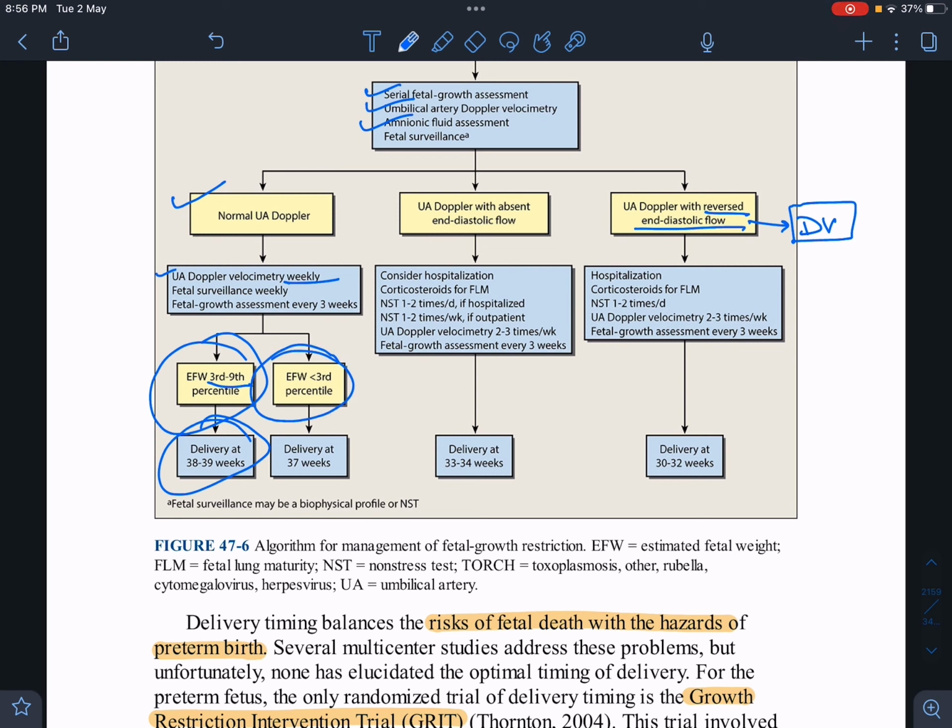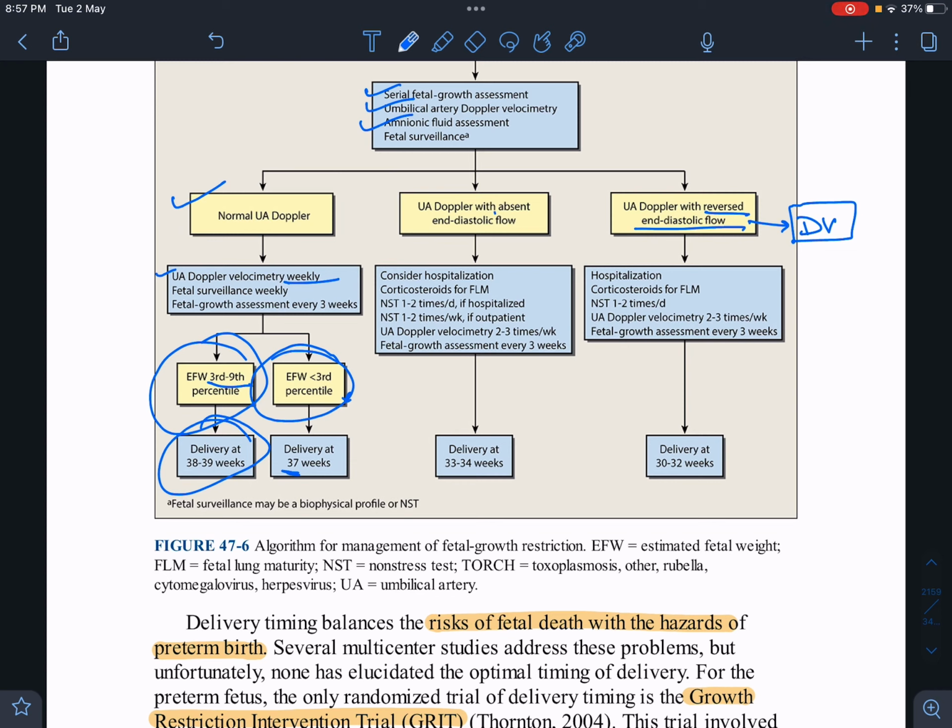If estimated fetal weight is less than 3 percentile, you have to deliver at 37 weeks. Ideally 37 weeks, you try to make the pregnancy reach 37 weeks. Just because the fetal weight is less than third centile does not necessarily mean that you terminate before term.